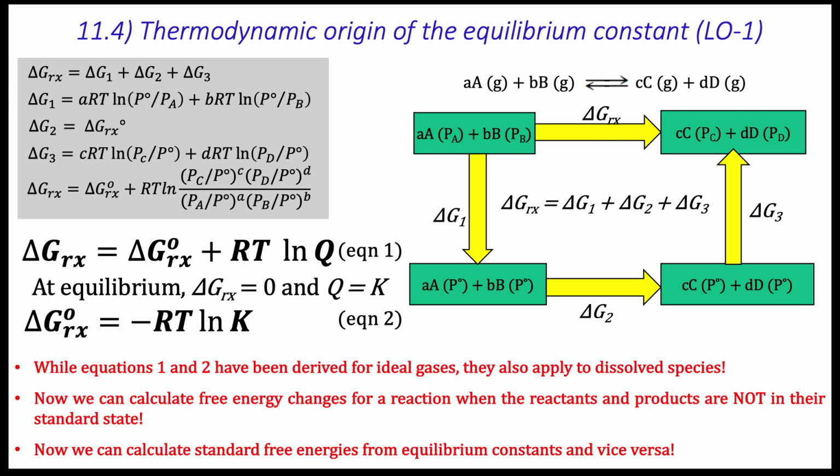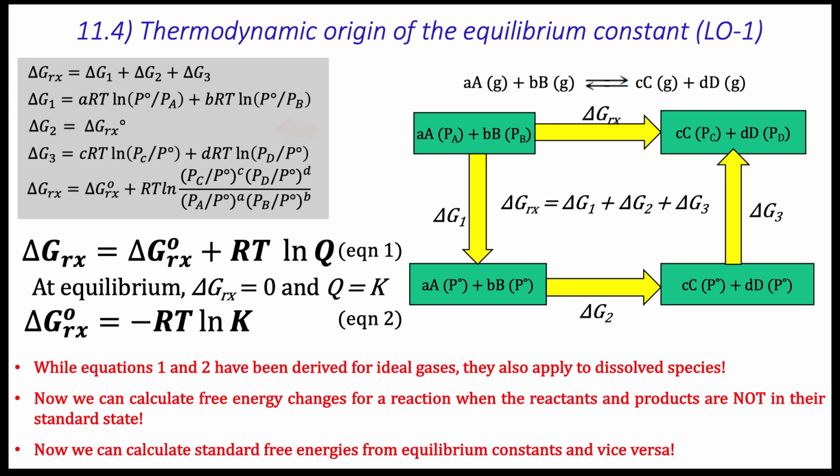To calculate the free energy changes for steps 1 and 3, we use the relationship that we just derived for the dependence of free energy on partial pressure. In step 2, all the reactants and products are in their standard state, so the free energy change for this step is just the standard free energy change, which we already know how to calculate.